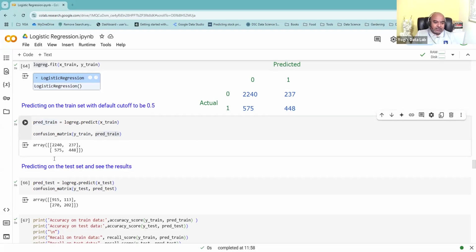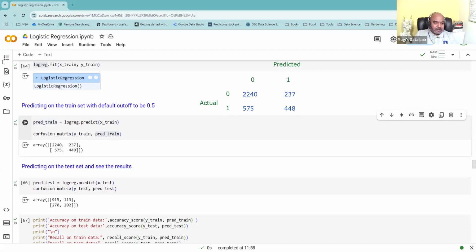So what it means is, whenever your actuals were zeros and you predicted them to be zeros, these are the count of true negatives. This one is actually 0 and predicted 1, so these are the count of false positives. These are actual ones and predicted zeros, so these are the count of false negatives. An actual 1 and predicted 1, so these are the count of true positives.